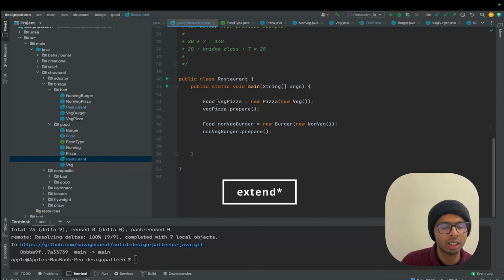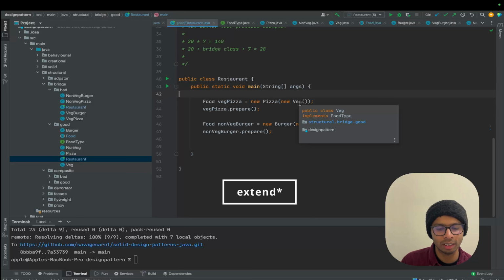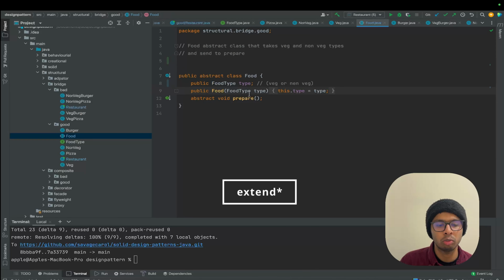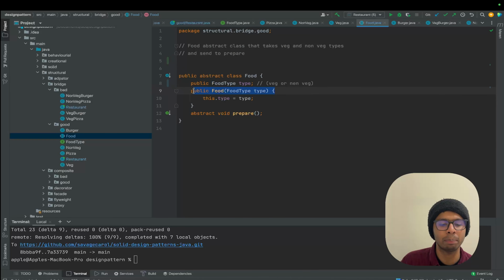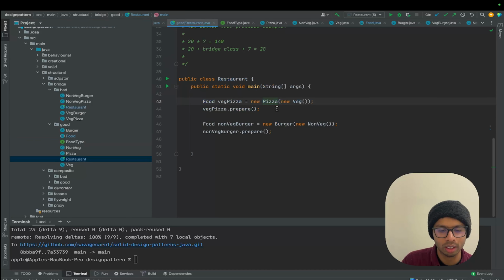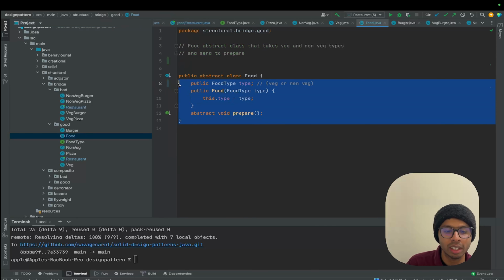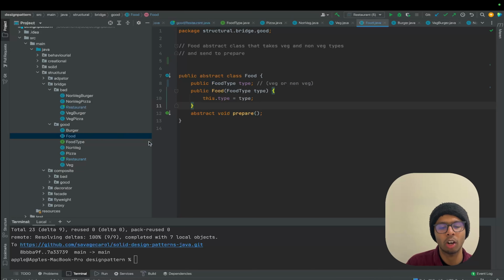In the food, we are saying it is a veg pizza. In the new pizza, we are passing this new veg. How are we passing this veg class here? Because veg is implemented by the food type, and the pizza is implemented by this food class, and this constructor is asking for this food type parameter. So that's why the code is like that: new pizza, and in the brackets we are passing new veg. And this is how we are going to create a bridge. So I'll repeat it one more time. We are creating the bridge with the help of this abstract class and with the help of this constructor. So this is how we create a bridge between the food and the type.